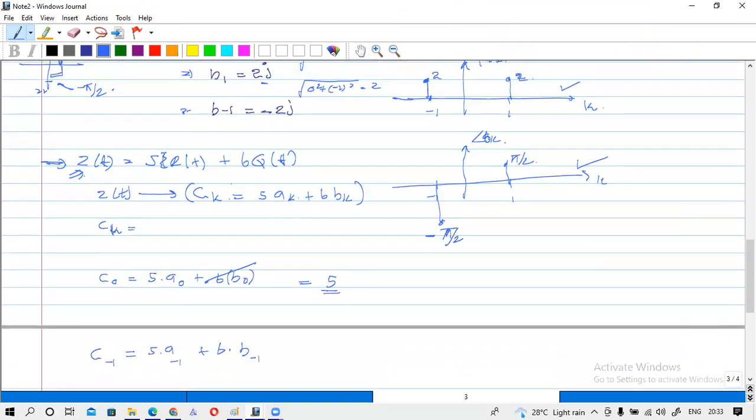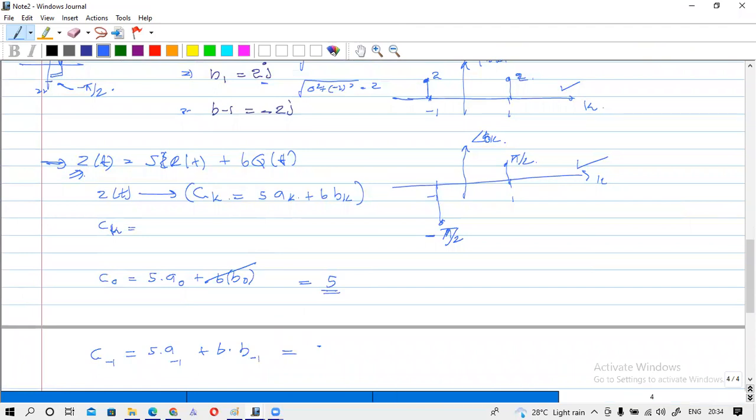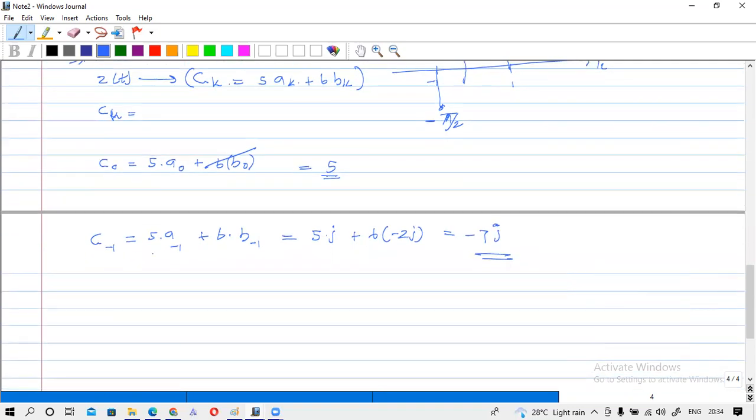So we have 5j plus 6 times minus 2j. So this will be minus 12j. Minus 12j plus 5j, you have minus 7j. So this will be the c minus 1.